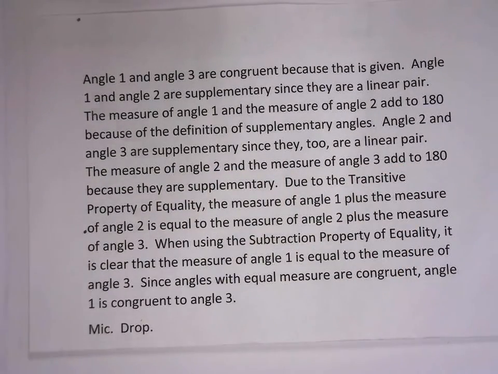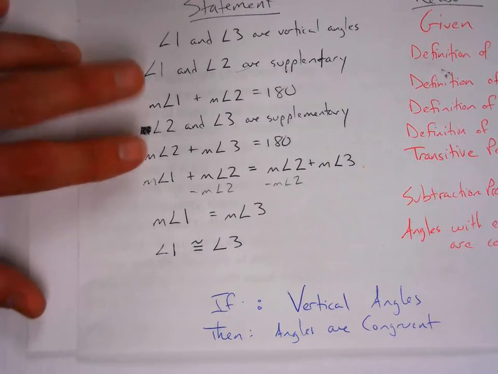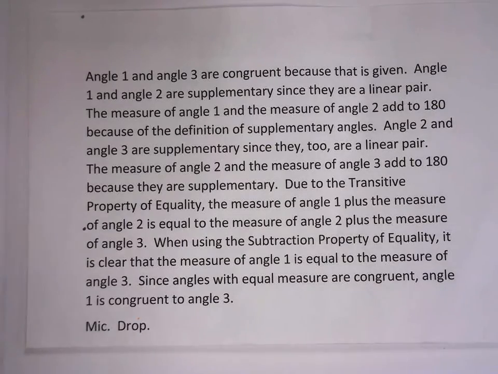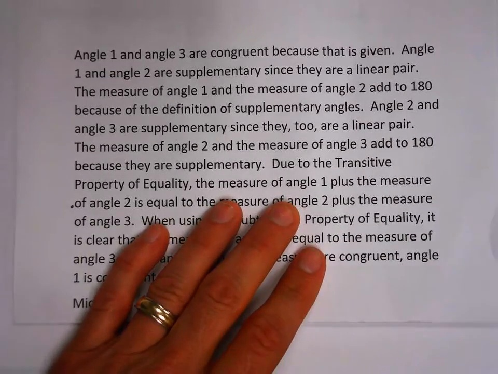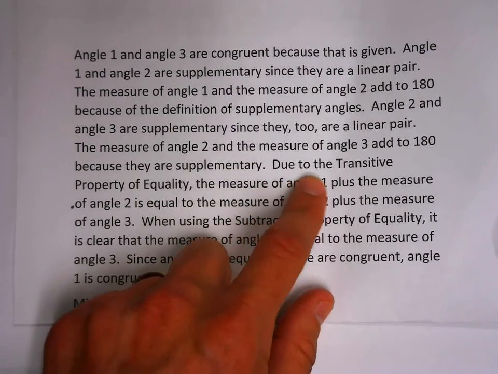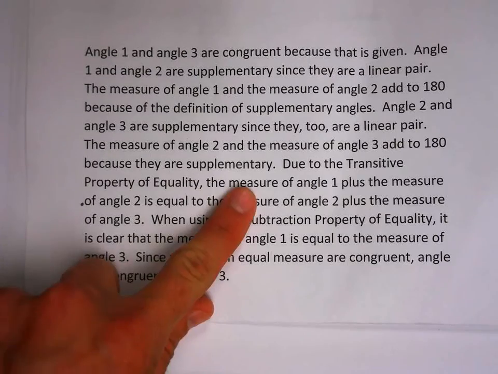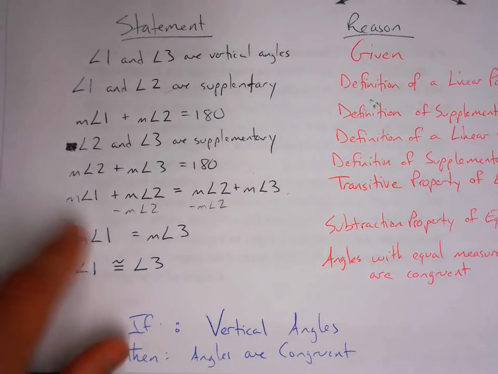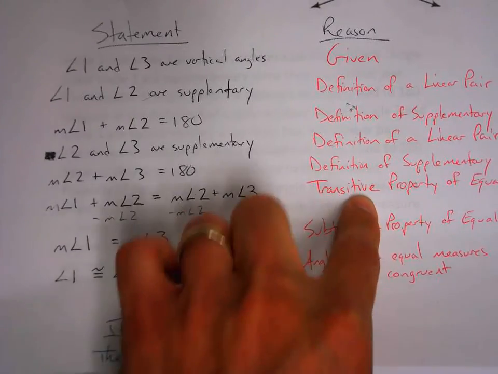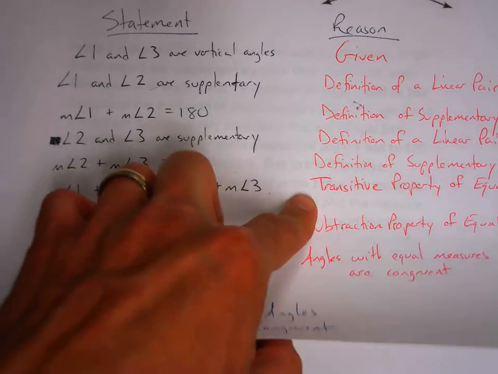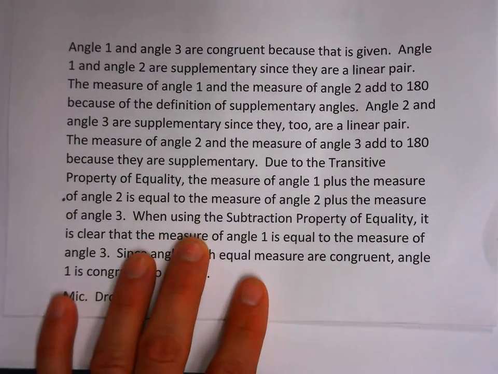So right there in paragraph form, I've established these two equations, right? And then I put the big whopper on there. Now you can play around with writing styles. Due to the transitive property of equality, the measure of angle 1 plus the measure of angle 2 is equal to the measure of angle 2 plus the measure of angle 3. Basically I just wrote this line, but I said due to the transitive property. This is where writing style comes in. Could you have written this and said because of the transitive property of equality? Yeah, you can. But let's work on our writing as well, right?